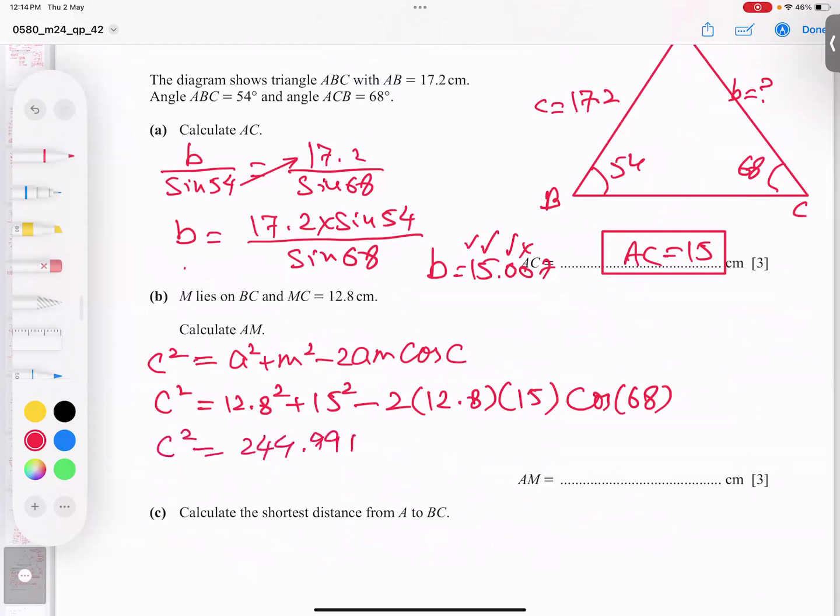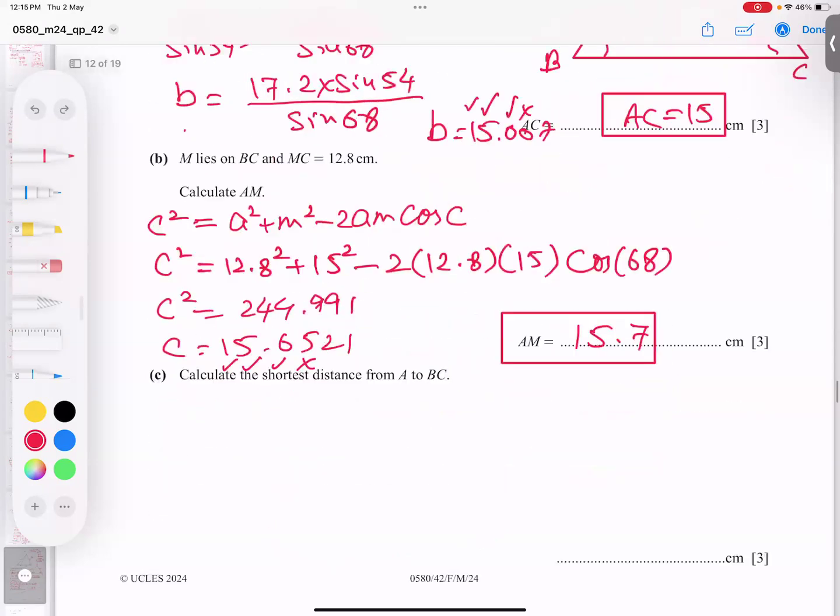If I type all together, student, I get 244.991. Take a root, I get 15.6521. After rounding, AM becomes 15.7, because I must round it, since that number is bigger than 4. Okay, so this is done.